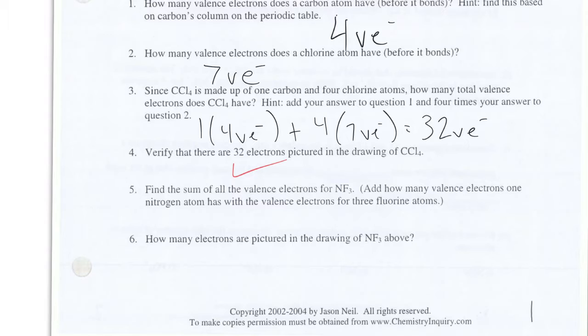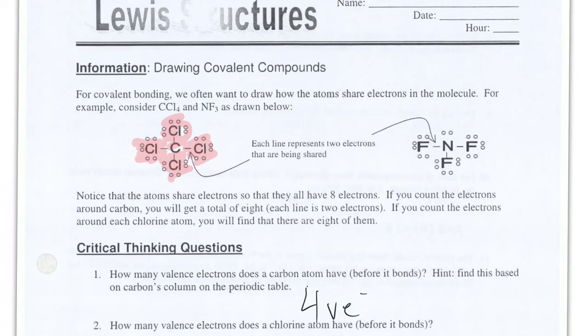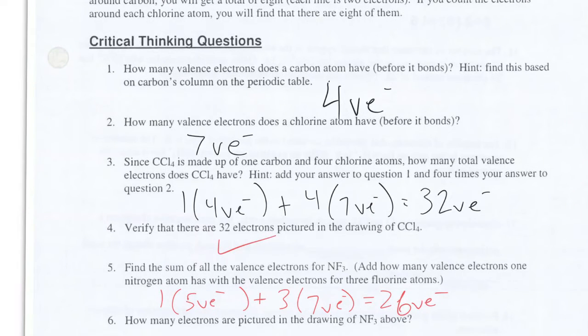Find the sum of the valence electrons for NF3. Well, we have 1 N, and that is 5 valence electrons, plus 3 Fs, and that's 7 valence electrons each. That would be a total of 26 valence electrons. If I scroll back up to the top here, I'm going to count them up. Let's do a different color here. We've got 8 there, 8 here, another 8 here, and another 2. That is a total of 26 valence electrons.